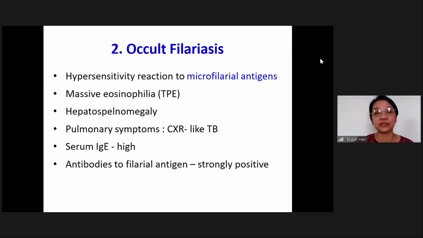This is because of the host immune response against the microfilaria antigen. Also here you see serum IgE is high. So this condition is known as occult filariasis, caused by the microfilaria in the blood. So microfilaria, mainly classical. All right.